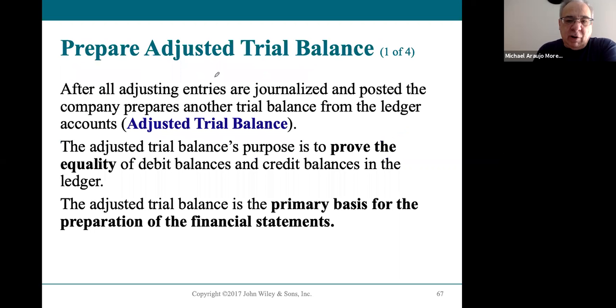And that we call an adjusted trial balance, okay? You all know a trial balance, right? We take all the accounts in the ledger and put the balances in either the debit or credit column and add them up. The adjusted trial balance is the same thing after the adjustments. So when you see the word adjusted trial balance, that's the trial balance we do after the adjustments, okay? And so this is going to be the focus today.